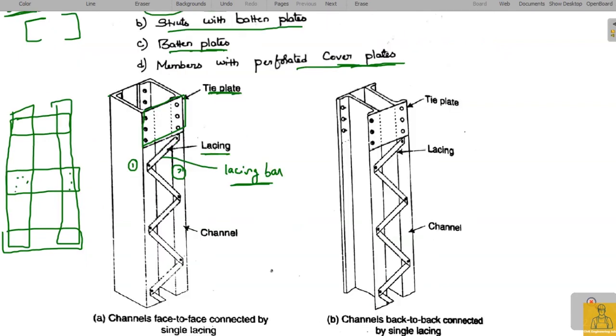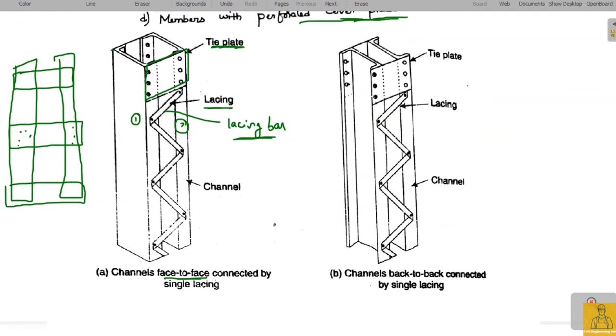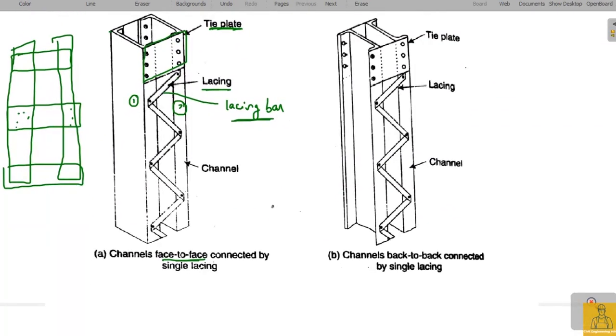And one other thing is, when coming to channel sections, that is C sections, they can be joined face to face or back to back. So you need to note this difference. Channel sections can be connected face to face or back to back.